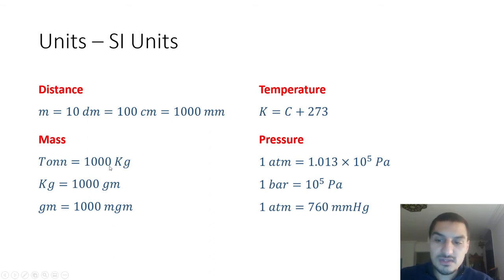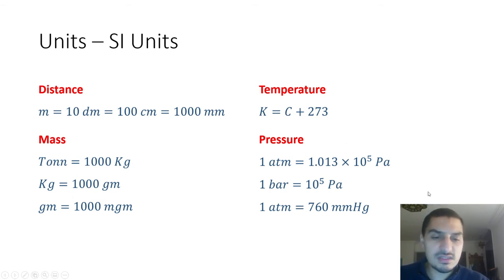The ton is 1,000 kilograms. The kilogram is 1,000 grams, and the gram is 1,000 milligrams. The pressure is in atmosphere, which is 1.013 times 10 power 5 Pascal. A bar is 10 power 5 Pascal, and the atmosphere is 760 millimeters mercury. So these are well-known conversions. In high school, we went through all these units, and this is simple. You can see that this is just multiples of tens. It's 10 decimeters, 100 centimeters, 1,000 grams.